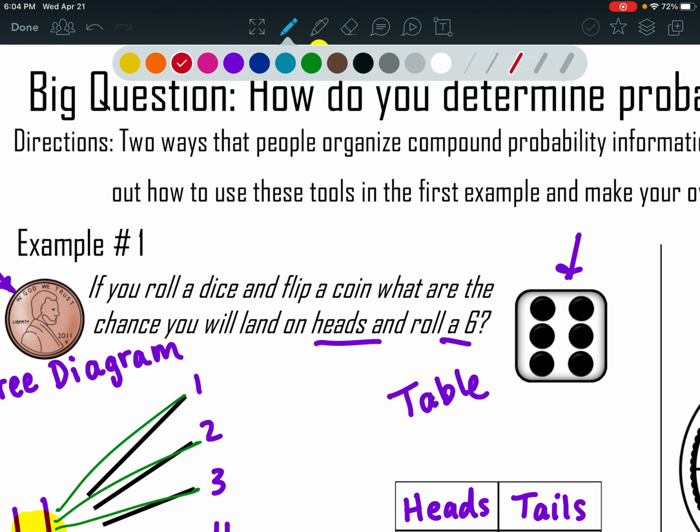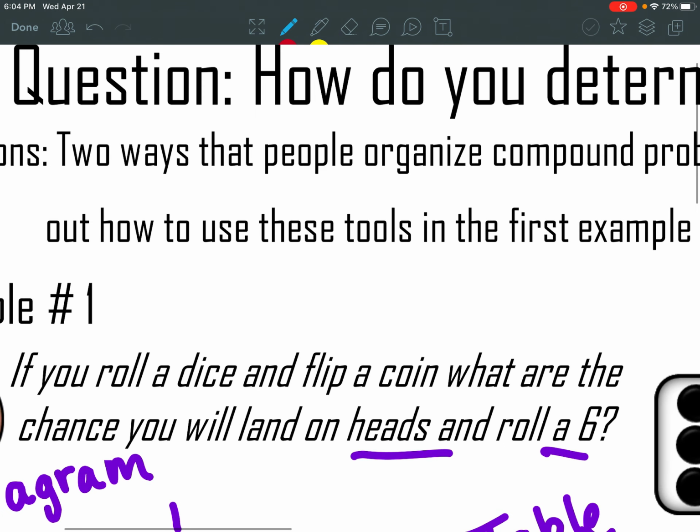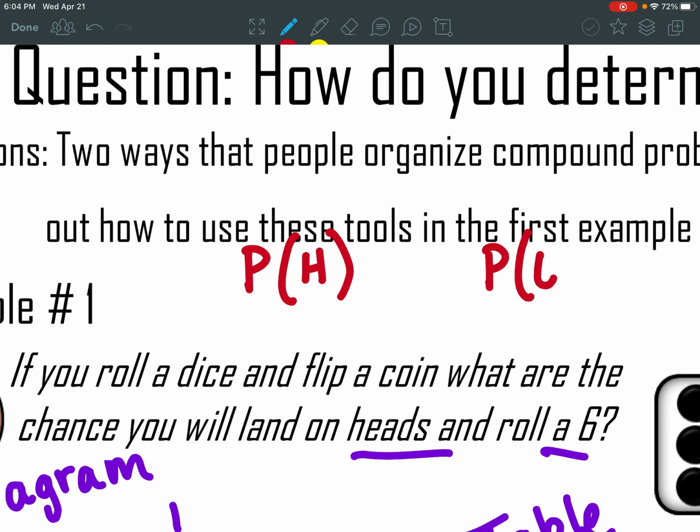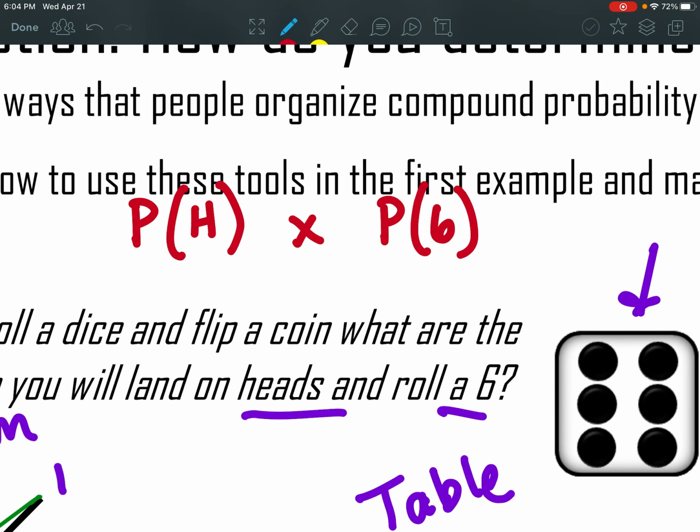That's a lot of possible outcomes if we're maybe drawing a card from a deck of cards and rolling a die. There's going to be 52 times 6, a lot of outcomes. So then instead, we would take the probability of each event. So the probability of flipping a heads, find that probability, then find the probability of rolling a 6, and we're going to multiply those 2 probabilities together.